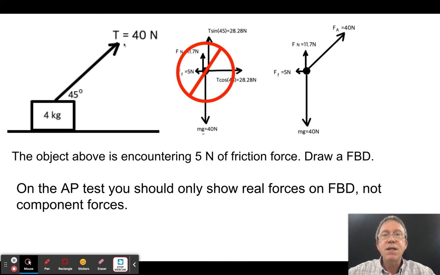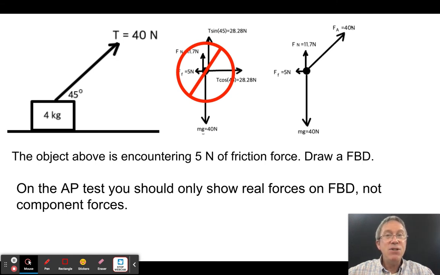This tension force is acting at a 45-degree angle, and it's got a value of 40. I can't just say, well, therefore, T sine 45 gives me this, and T cosine gives me this, and put them all at right angles. I wish we could, but we can't. Instead, what you had to do is show the actual forces. So what I know then is that I have 5 newtons of frictional force. I was told that. I can tell from this that I have 40 newtons of mg. I'm told from this that I have 40 newtons of tension force in this direction here.